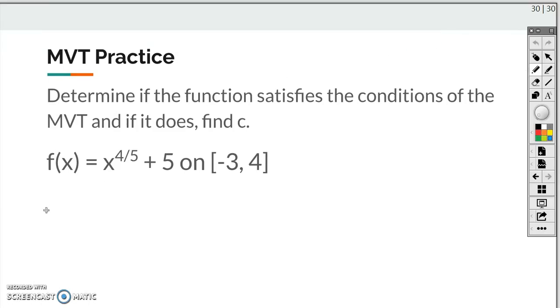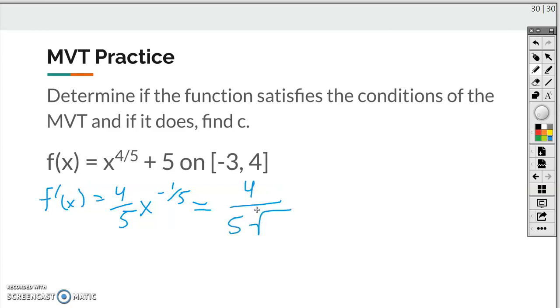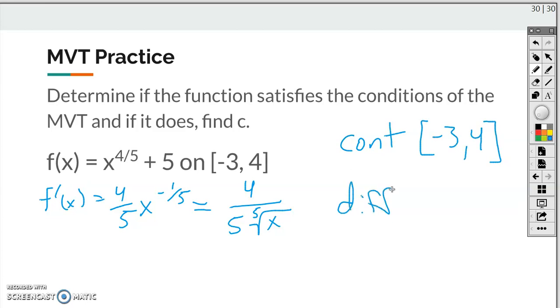Again, I'm going to be looking at the derivative. The derivative would be 4/5 x to the negative 1/5. Derivative of 5 goes away. This could also be written as 4 over 5 times the fifth root of x. So we want to know if it's continuous on the closed interval from -3 to 4, and we want to know if it's differentiable on the open interval from -3 to 4.